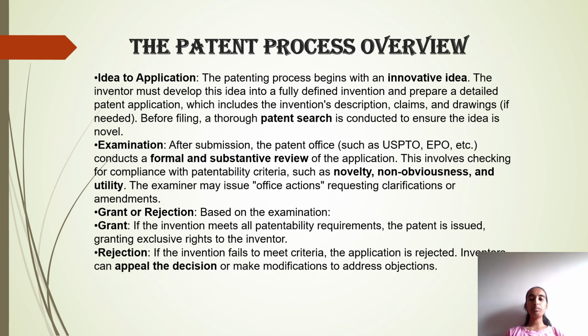Here comes the patent process overview. Idea to application, that is, the patenting process begins with an innovative idea. The innovators must develop this idea into a fully defined invention and prepare a detailed patent application, which includes the invention's description, claims, and drawings if needed. Before filing, a thorough patent search is conducted to ensure the idea is novel.